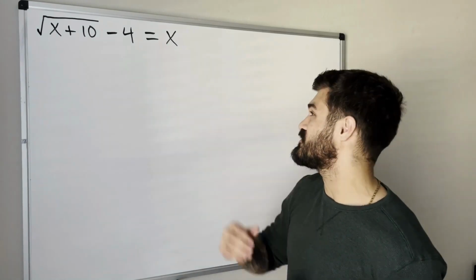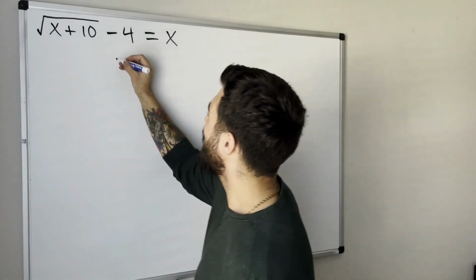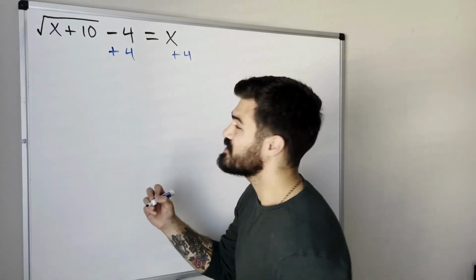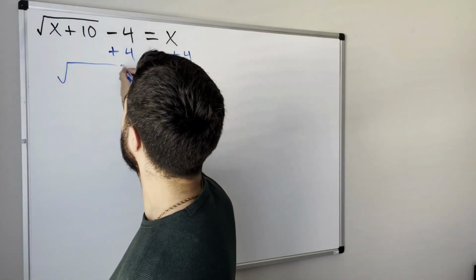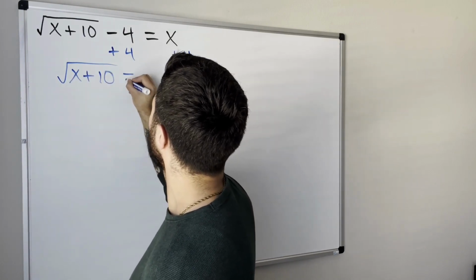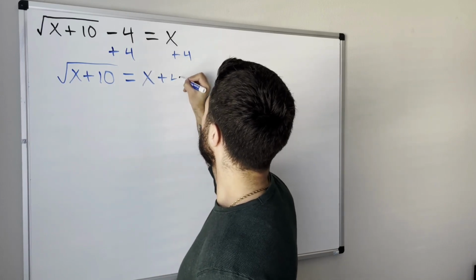Good. Hopefully what you started with is isolating the radical expression by adding 4 to both sides of this equation. We're going to add 4 to the left and right. That's going to get rid of this -4 here. So all we're left with on the left-hand side is the radical, which is exactly what we wanted. And on the right-hand side, we have x plus 4.